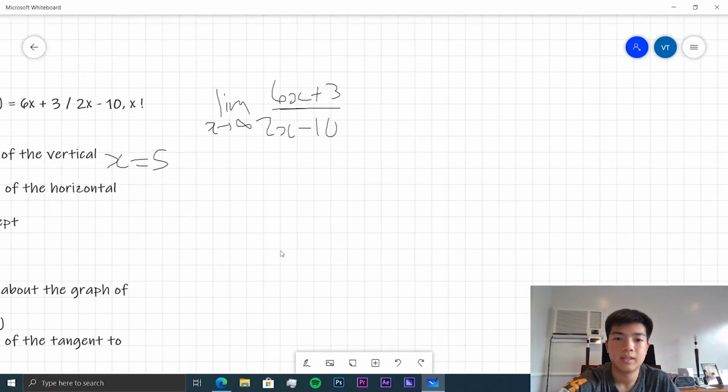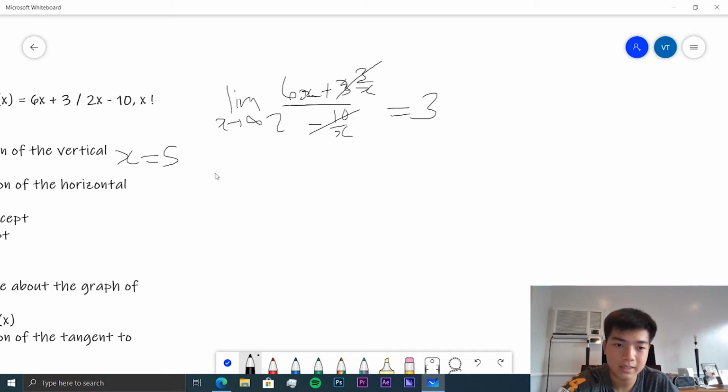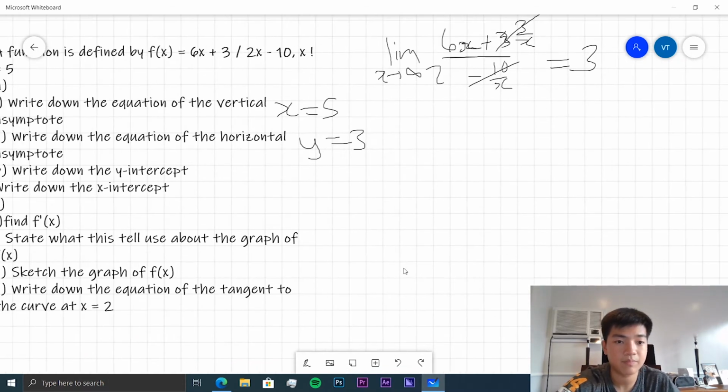So if we divide everything by x, this is equal to (6 plus 3 over x) over (2 minus 10 over x). As x tends to infinity, 3 over x tends to 0, 10 over x tends to 0, so this entire thing tends to 3. So the horizontal asymptote is y is equal to 3.